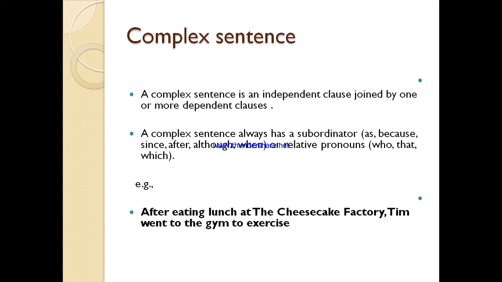For example, after eating lunch at the Cheesecake Factory, Tim went to the gym to exercise. So we have a complex sentence. How can I know that it is a complex sentence? We have the conjunction after.